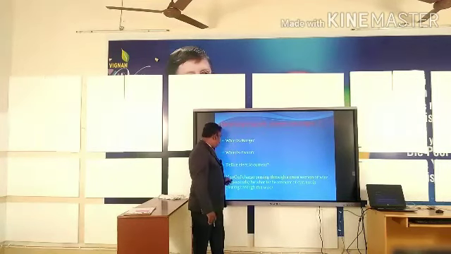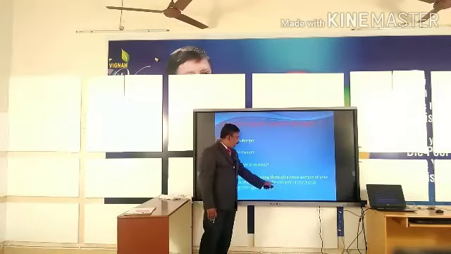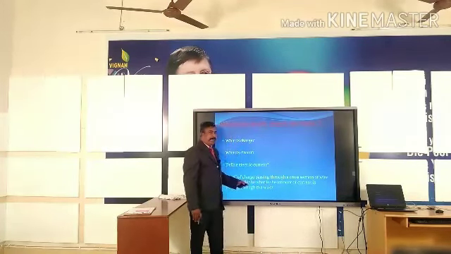Now you can see one problem here. 20 coulombs of charge pass through a cross section in 5 seconds. What data is given in the question? Q, charge, is given, and time, T, is given. And they have asked us to calculate the amount of current. So substitute these values in the formula, and we can get the electric current.